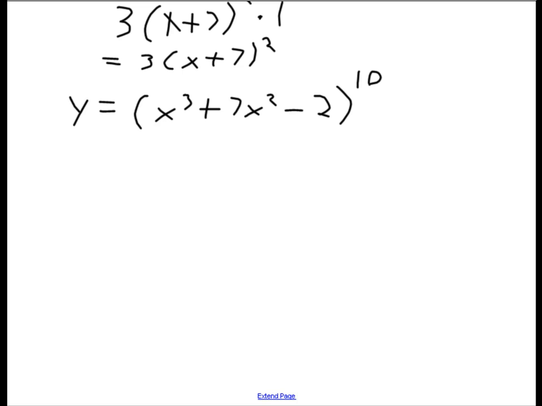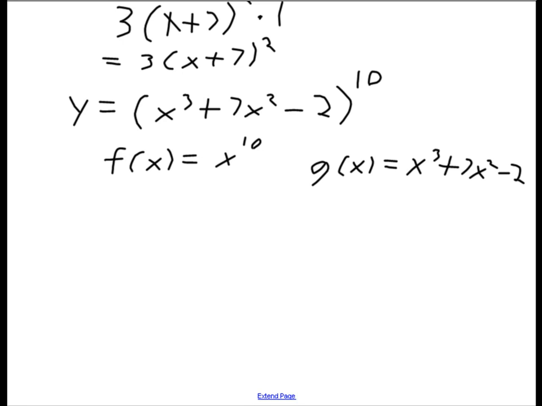Now if you wanted to, you could multiply that out and get it in a basic form where you could use your power rule, but if you did that, you're going to have probably 40 or 50 terms, and it is going to be a very long, ugly mess. Not to mention it would take all day to multiply it out. But using the chain rule, we can say that our f of x is equal to x to the 10th, and g of x is equal to x to the third plus 7x squared minus 2.